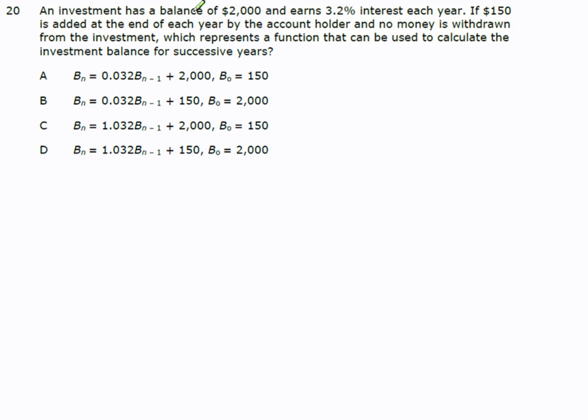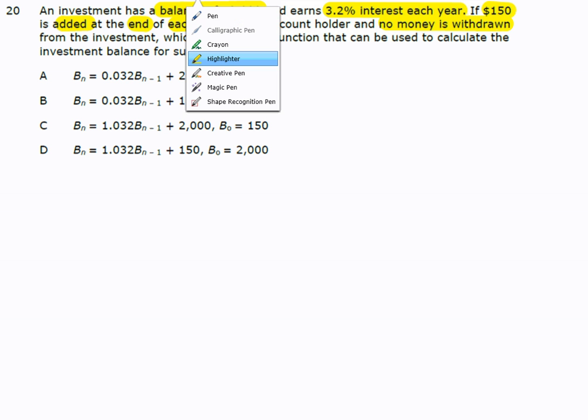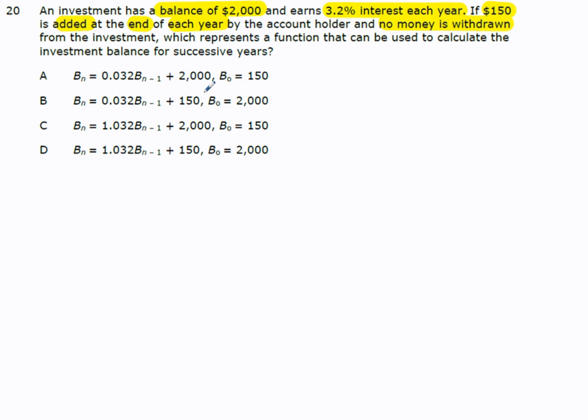All right, so highlighting some key information here. An investment has a balance of $2,000 and earns 3.2% interest each year. If $150 is added at the end of each year by the account holder and no money is withdrawn, what represents a function that can be used to calculate the investment balance for successive years? Sorry, I stuttered there for a second. All right, now you notice there's a lot of yellow up here. So we've got to figure out what everything means. Well, the 2,000 is our beginning balance.